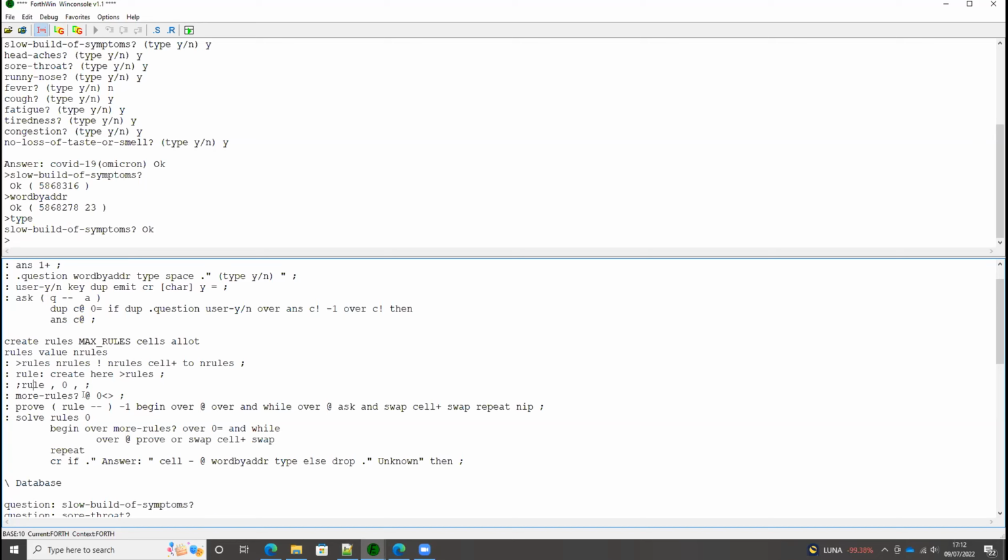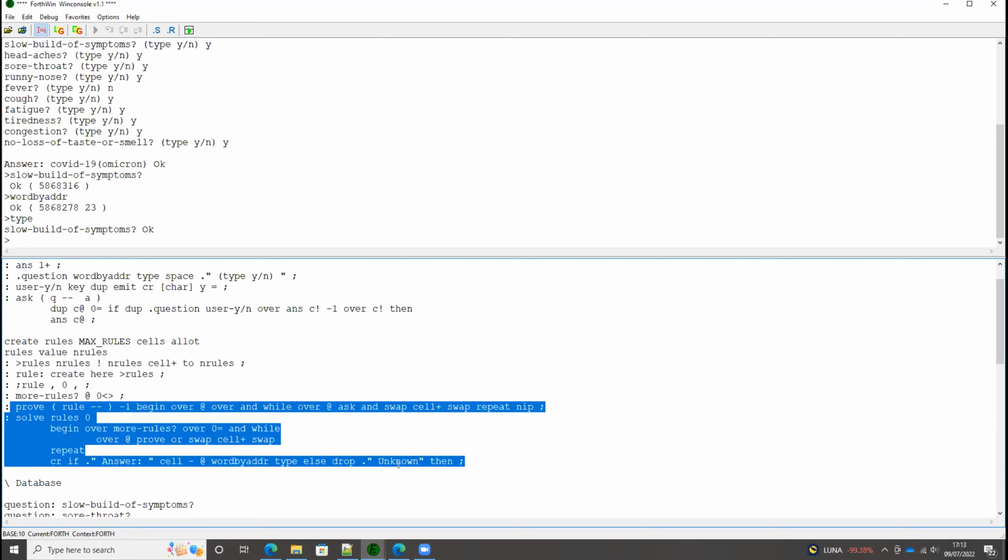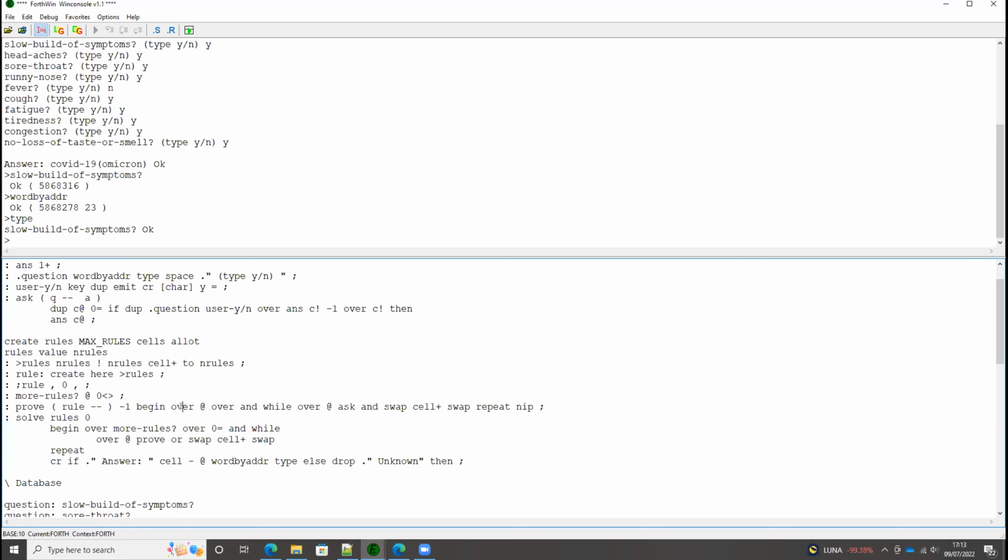So the real engine of it starts here, and it's very difficult to parse words. I'm looking at rewriting them because it doesn't have to be done this way. But the basic concept is this.